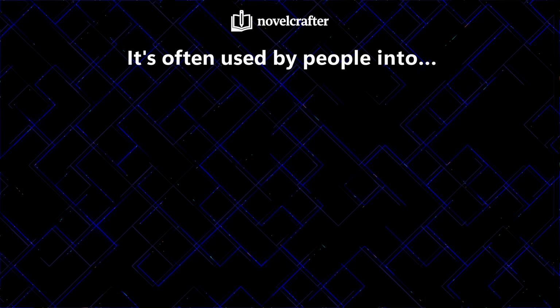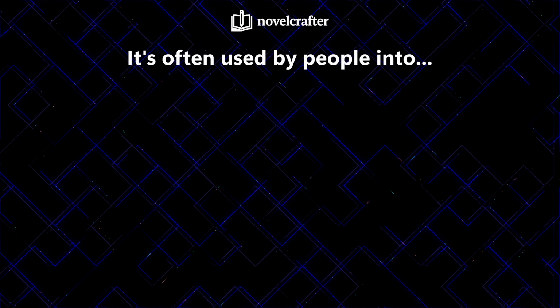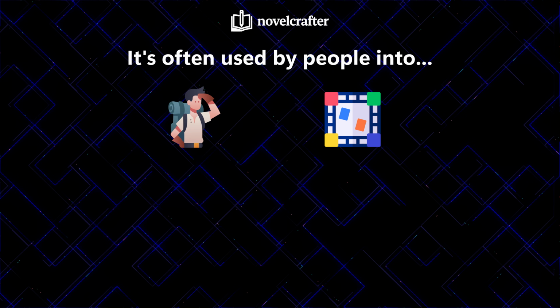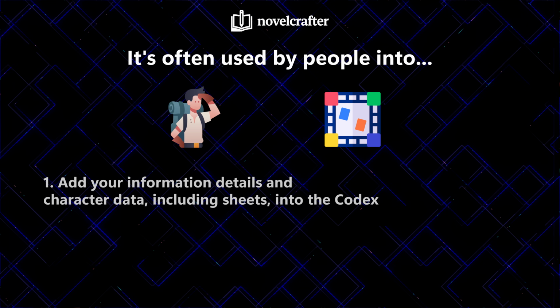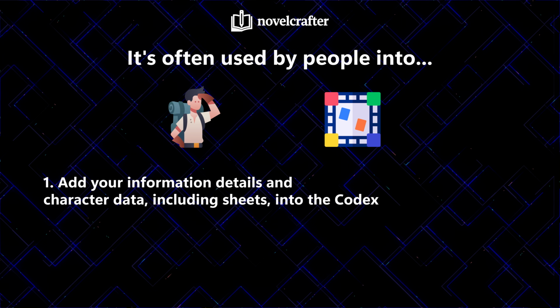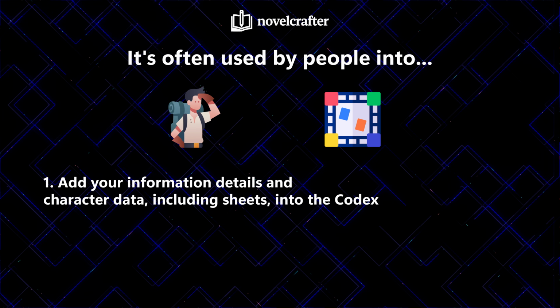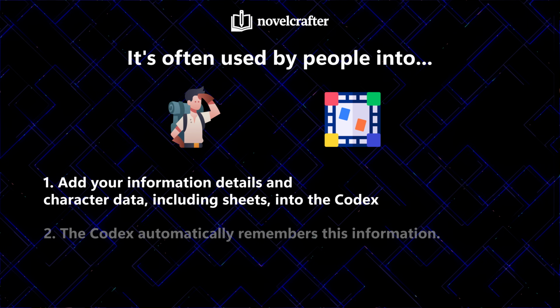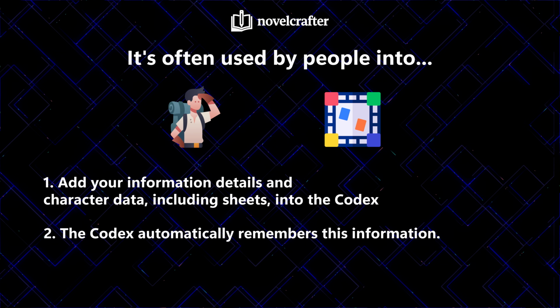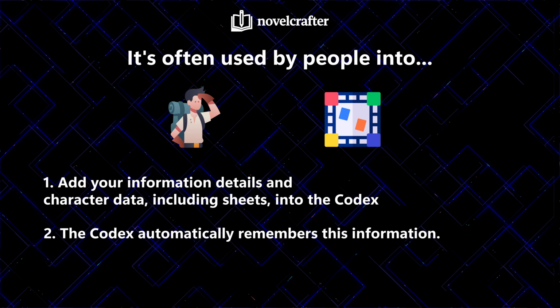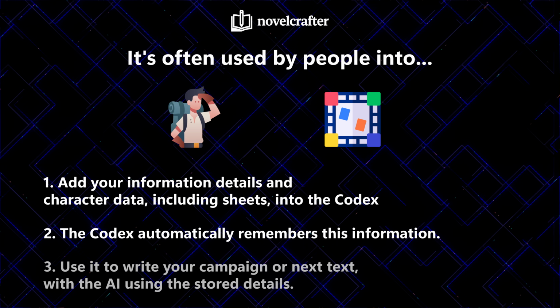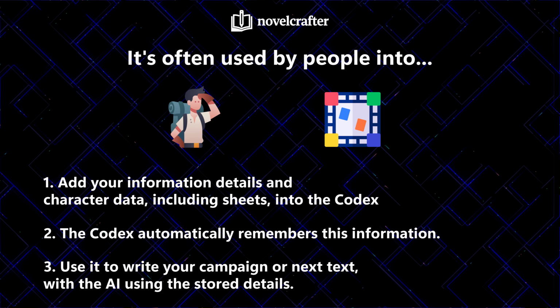It's also used pretty heavily by people who are into adventure tabletop gaming and stuff like that, because you can put all of the information about your world and your characters, including their data sheets and everything like that, into the Codex. And then it automatically knows all of those things as you're going through and writing some text here. So you can have it write the next part of your campaign or something like that, knowing all of that information. And so it's just a really good tool to organize all of the information that you have about your world and your story and pull that all together.